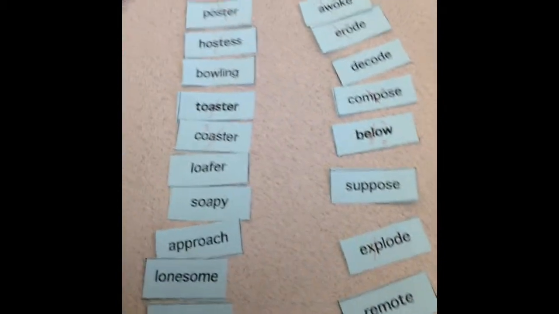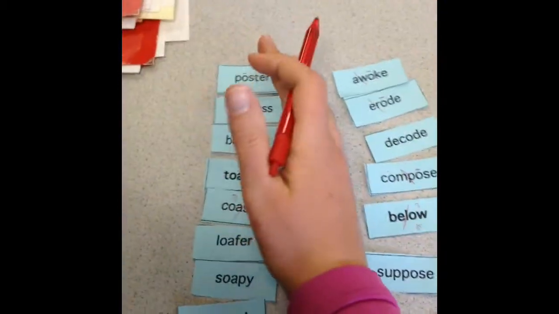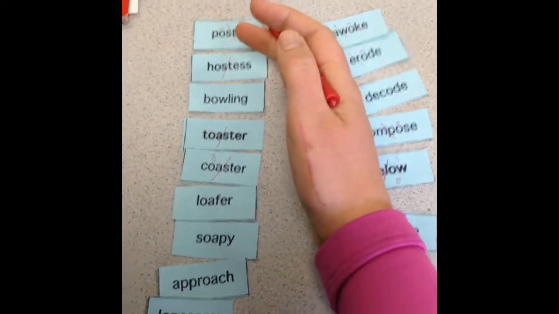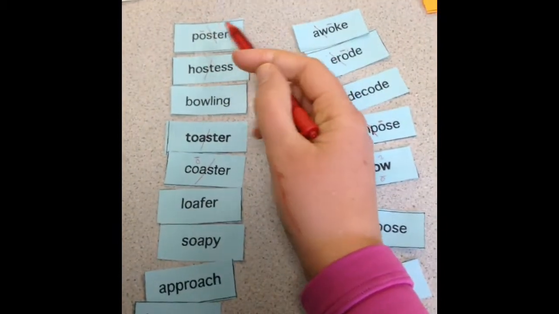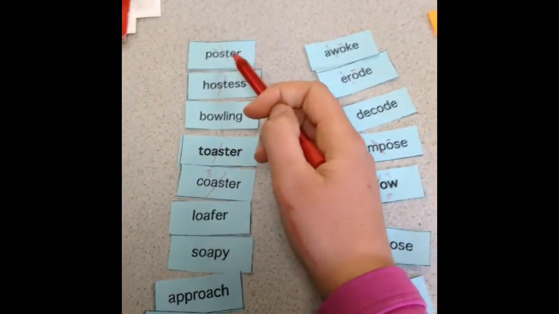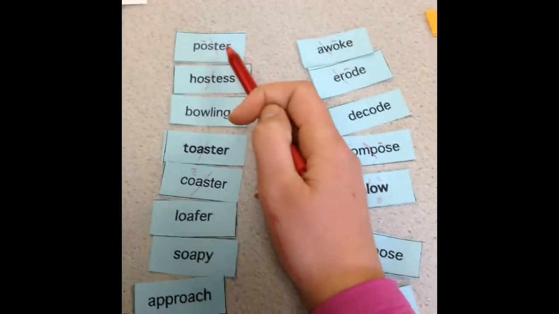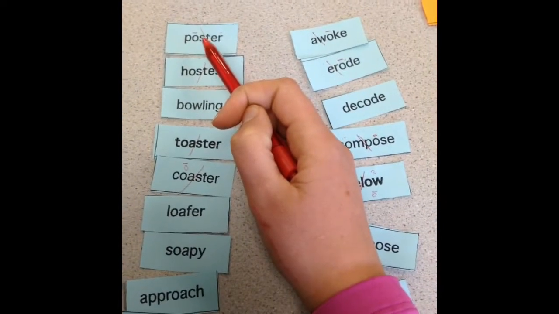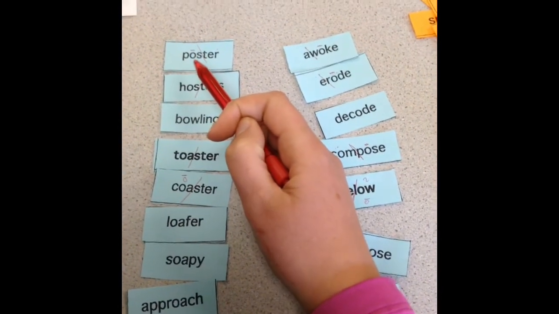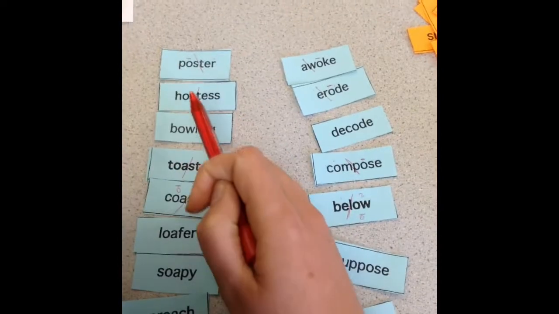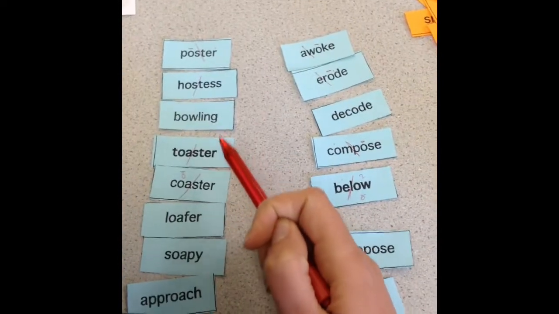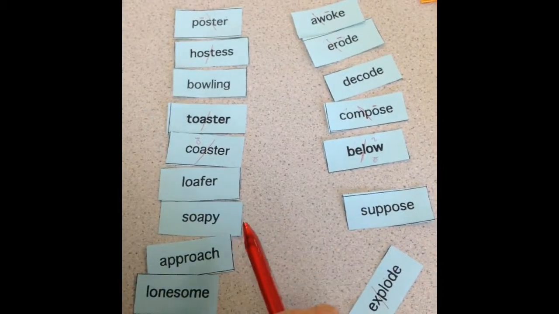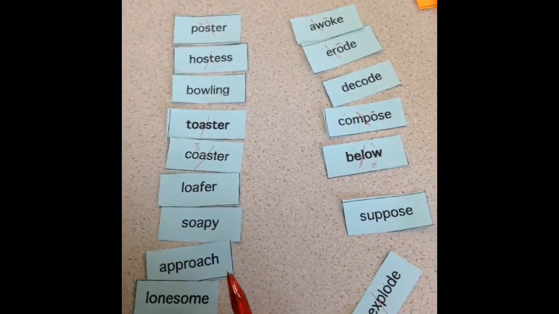And the way to check your sort is to remind yourself, okay, what is the category, and say the heading, and then check through each word by reading it out loud. So it should have the long O sound in the first syllable. And so I'm really going to emphasize the long O sound in the syllable to make sure it's in the first one. Poster, hostess, bowling, toaster, coaster, loafer, soapy, approach.